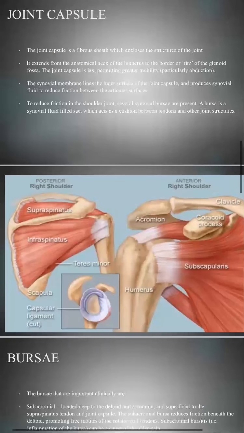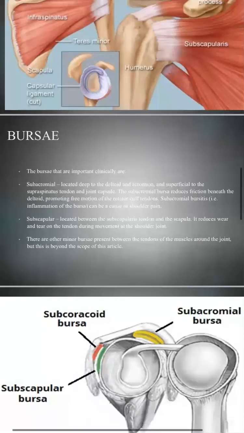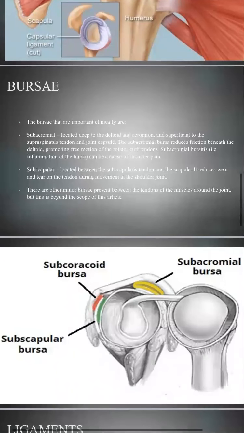So next one is bursae. The important bursa is the subacromial bursa. I already told that the bursae are nothing but bag-like structures that contain the synovial fluid.